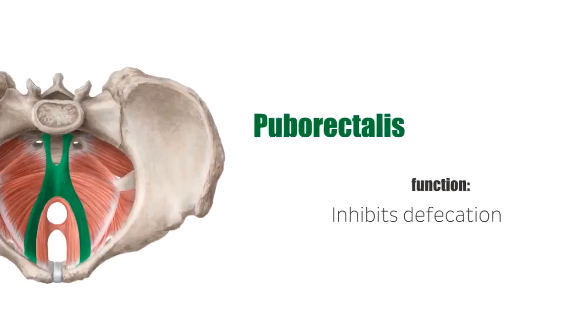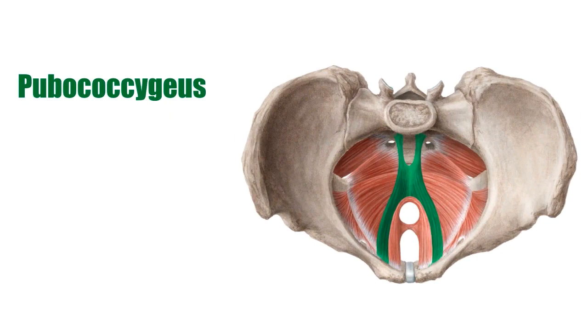We're ready to move on to another muscle that you see here highlighted in green from a cranial view of the pelvis. We're looking now at the pubococcygeus.